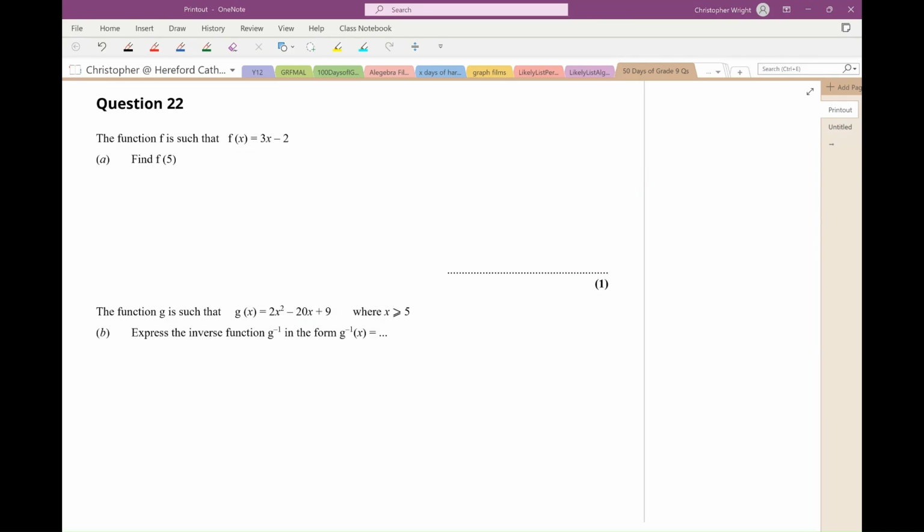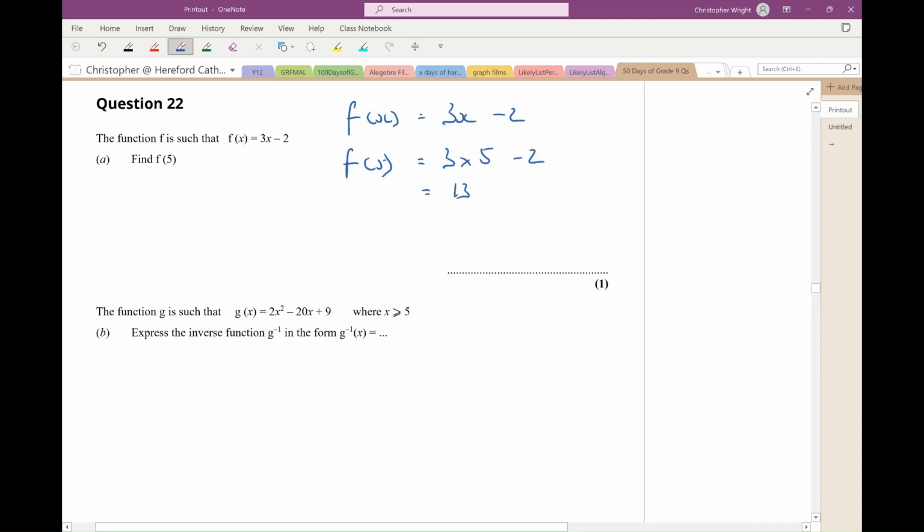Question 22, a question on functions, right? I'm told that f of x is 3 times x minus 2, and I'm asked to work out f of 5, up to f5. So that's going to be 3 times 5 minus 2. 15 minus 2 is 13.